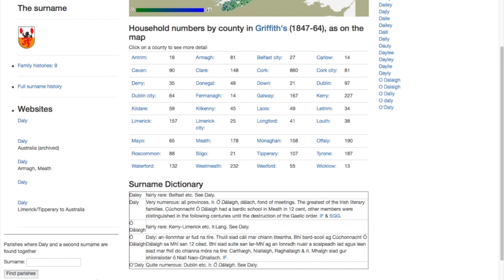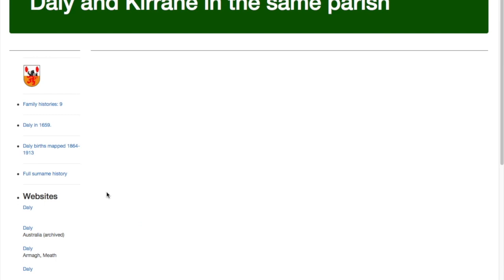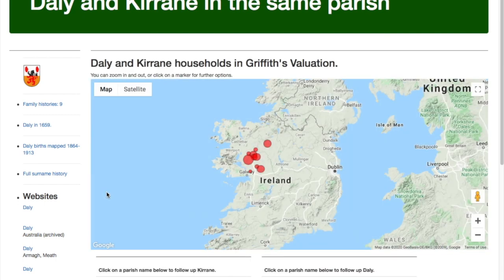So I have a name for one of John Daly, my Michael Daly's father, one of his wives, and it was Coraine. So if I type that name in down here and say find parishes, what it will show me are only those parishes where both the name Daly and Coraine overlap.